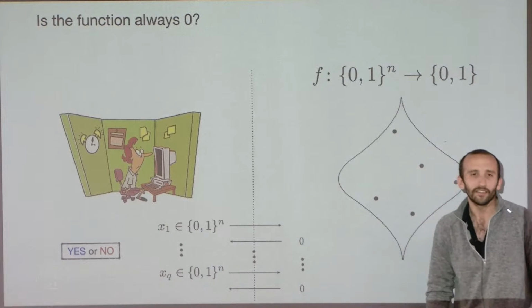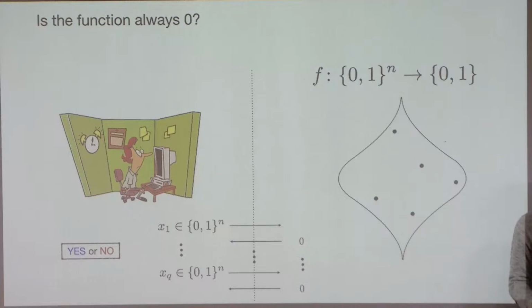But otherwise, she'll say, well, I've seen all zeros. I'm in a scenario where it's consistent with it being all zeros. And she'll say the function is always 0.